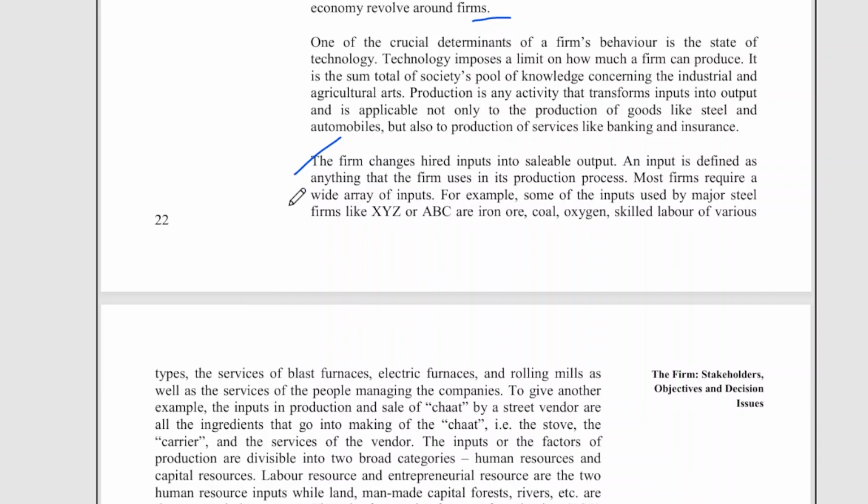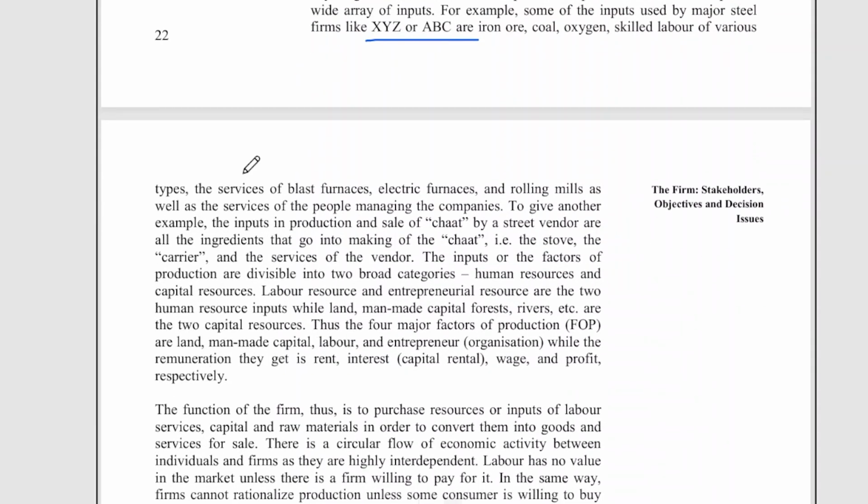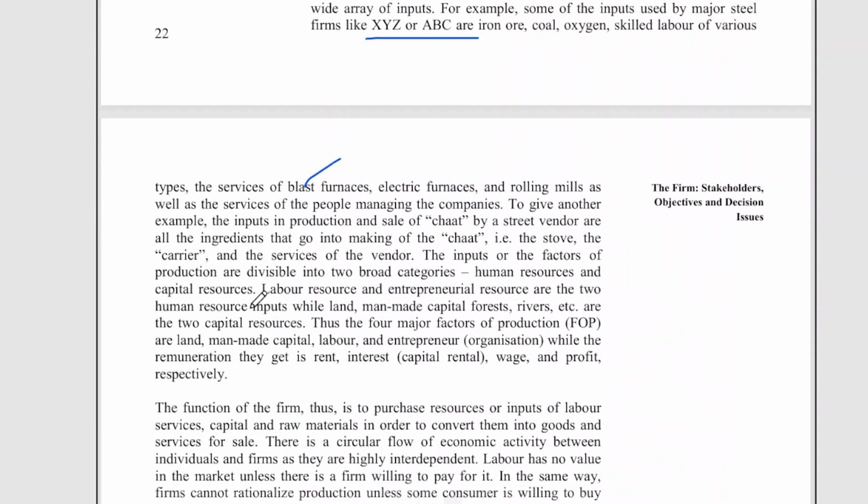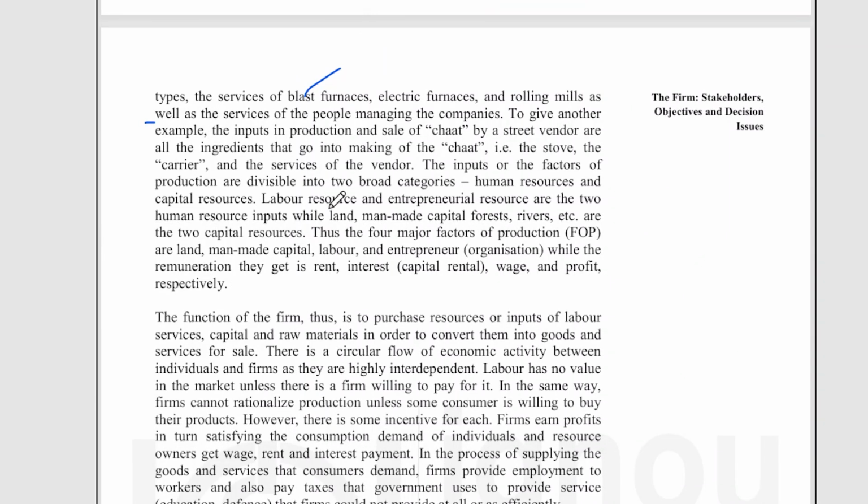An input is defined as anything that the firm uses in its production process. Most firms require a wide array of inputs. For example, some of the inputs used by major steel firms like XYZ or ABC are iron ore, coal, oxygen, skilled labor of various types, and the services of blast furnaces, electric furnaces, and rolling mills, as well as the services of the people managing the companies. To give another example, the inputs in production and sale of chaat by a street vendor are all the ingredients that go into making the chaat, and the stove, the carrier, and the service of the vendor.